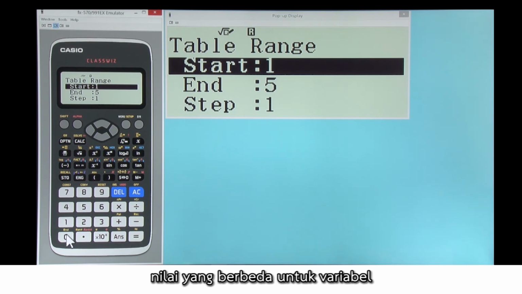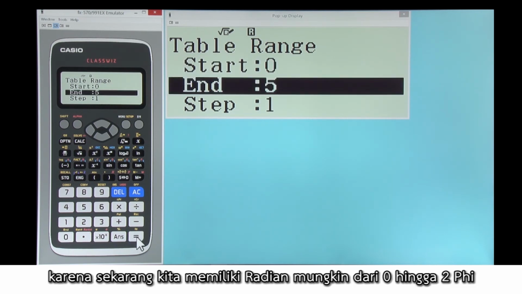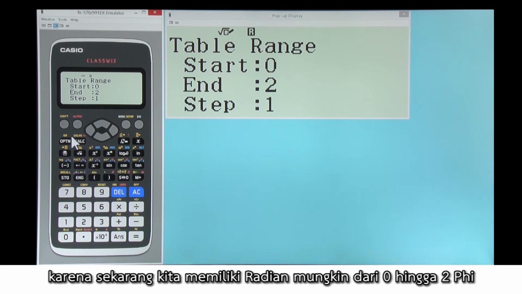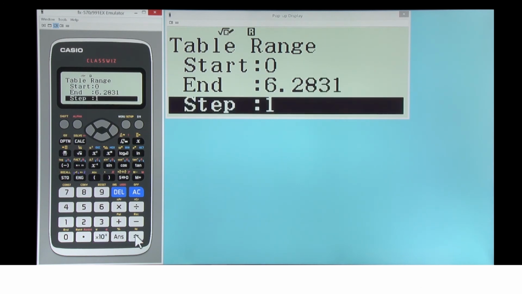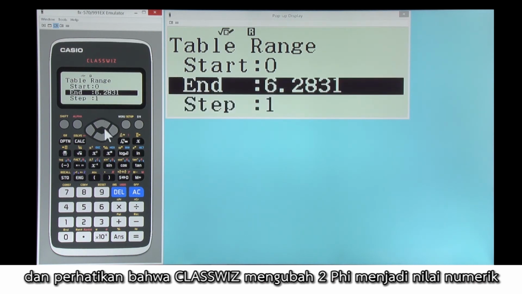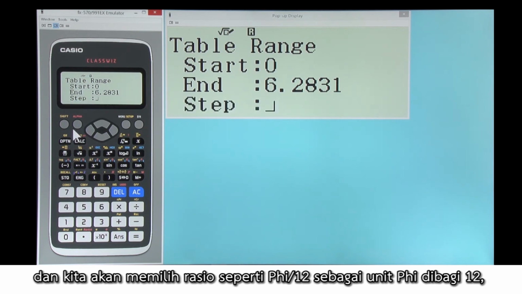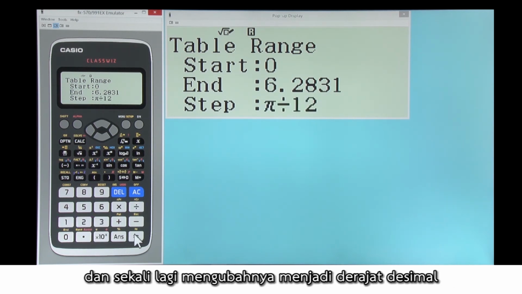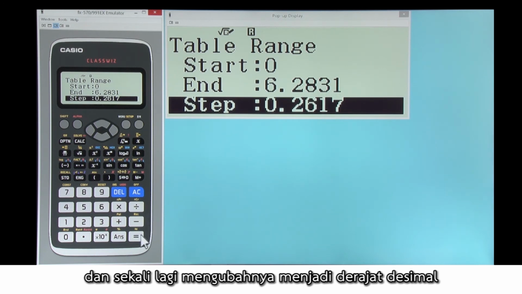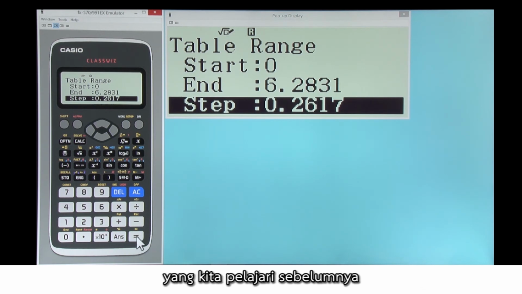We'll choose different values for the variable, because now we have radians, maybe from 0 to 2 pi. And notice the ClassWiz turns 2 pi into a numerical value, and we'll choose a ratio like pi over 12 as the unit, pi divided by 12, and again it turns it into a decimal. So now we're working in radians, but we can study the same relationships that we studied before.